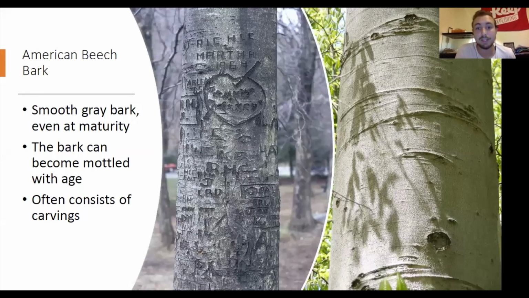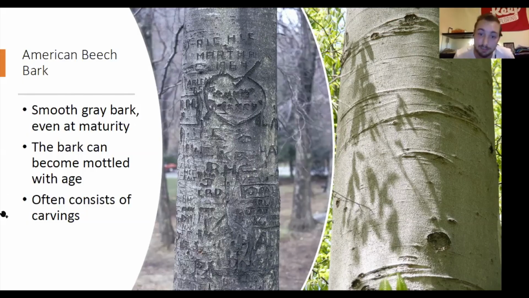For American beech, I sometimes call this graffiti tree. The tree with this very, very smooth bark often invites people to carve things into it. It is a nice canvas. Now this obviously is not good for the tree, opens us up for disease and insect damage. These markings will also expand in size as the tree grows.